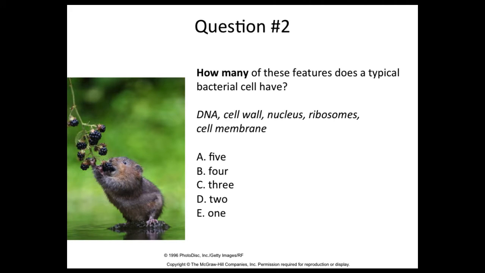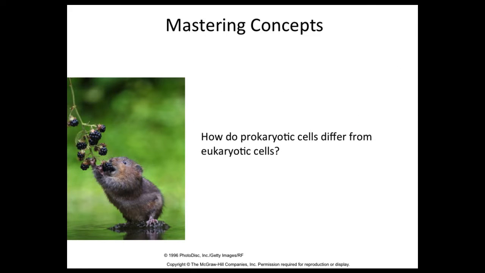Here's our next challenge question. How many of these features does a typical bacterial cell have? Your choices are DNA, cell wall, nucleus, ribosomes, and/or cell membrane. Pause the lecture now if you don't want to hear the answer. And the answer is 4. Bacteria have all of the above except for a nucleus. When you're studying for the exam, make certain you can distinguish prokaryotic versus eukaryotic cells.